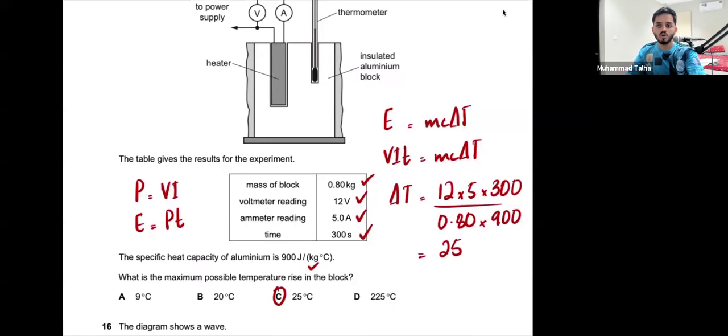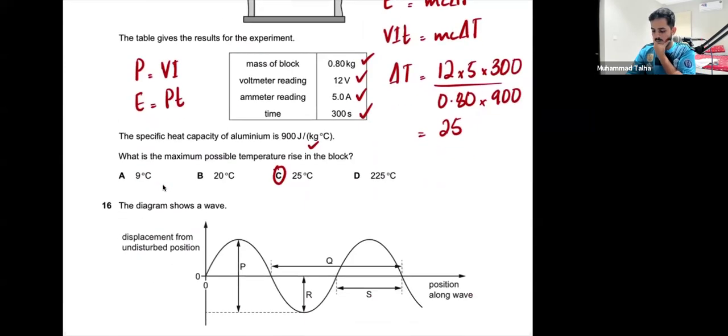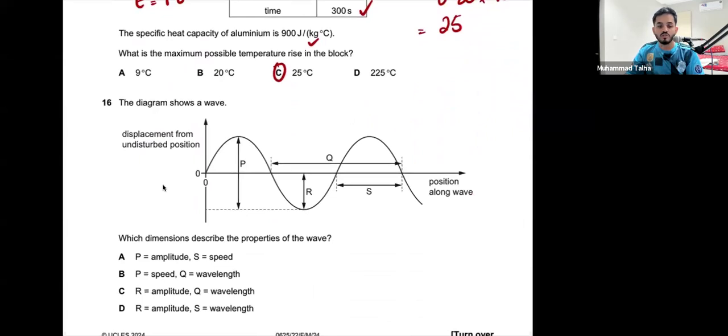All right, let's go on to 16 now. The diagram shows a wave. If I look at the axis, it's displacement and position. So this is the displacement-distance graph. It's not a displacement-time graph. Which dimensions describe the properties of the wave? P is not the amplitude, it's twice the amplitude. R is the amplitude, right? Because by symmetry, what this distance is, is also this distance. So R is the amplitude, so it's either C or D.